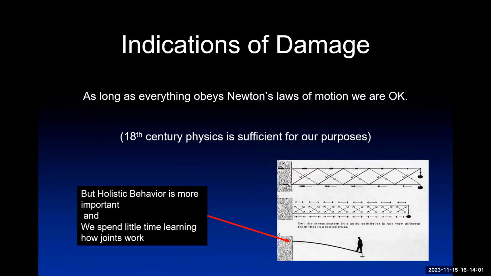So, indication of damage. As long as everything obeys Newton's laws of motion, we're okay. 18th century physics is then sufficient for our purposes. But we still have this problem with the interface of part of the structure and the support, and we spend very little time researching or even learning about this in universities.